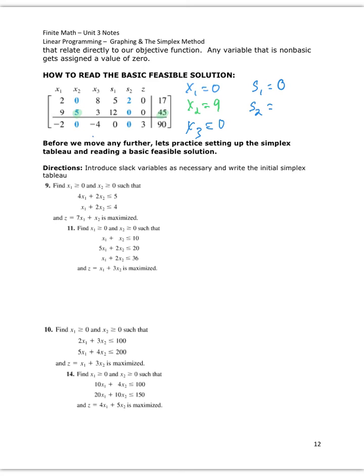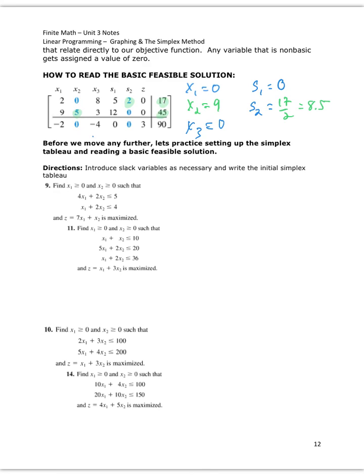And now we come to S2, and S2 is a basic variable, and the reason why is because we've got one non-zero entry right there. If that is the case, well, then I need to divide that into that right-hand number. So S2 is going to have a value of 17 divided by 2, or 8.5.